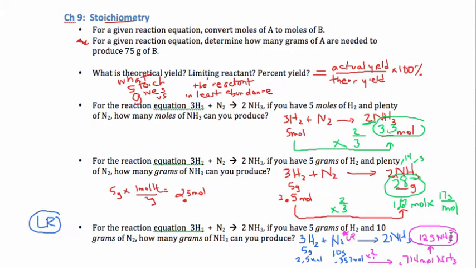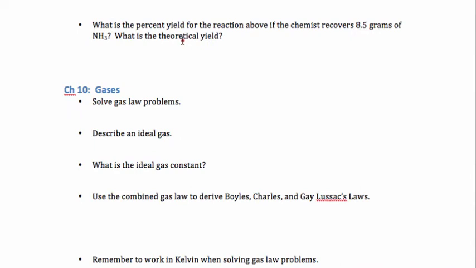Let's move into theoretical percent yield. The theoretical yield is what stoichiometry gives you, and it was 12 grams. What if the actual is 8.5? Then the percent yield is what you actually got over theoretical times 100%. You would say the percent yield is 71%.